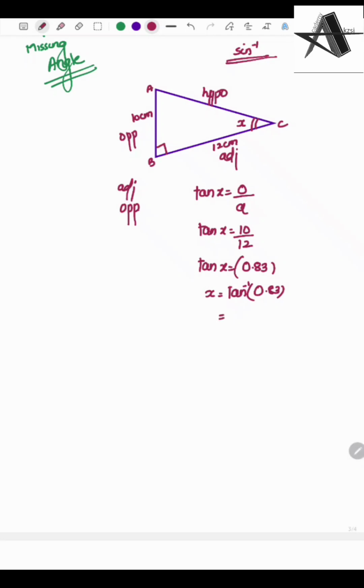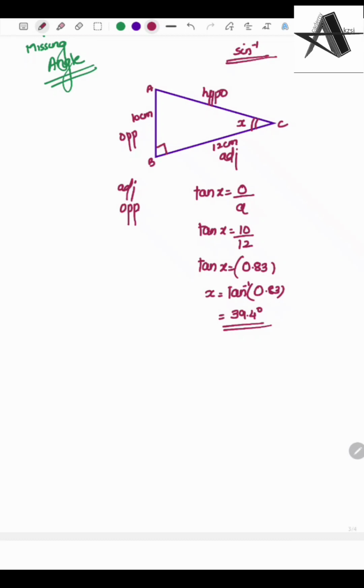As I told you, either on your calculator you can see tan inverse directly, or press shift and then tan, and in brackets write 0.83. Final answer will be 39.4 degrees. In this way we can calculate the missing angle.